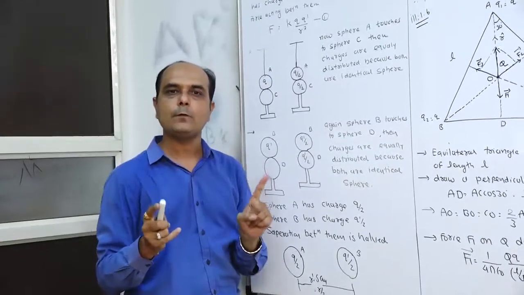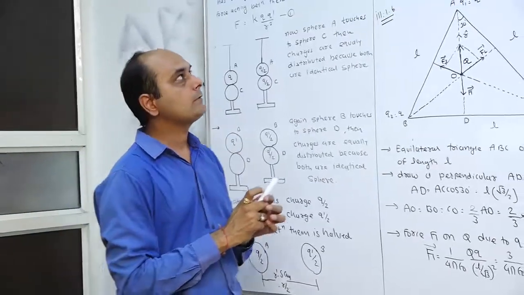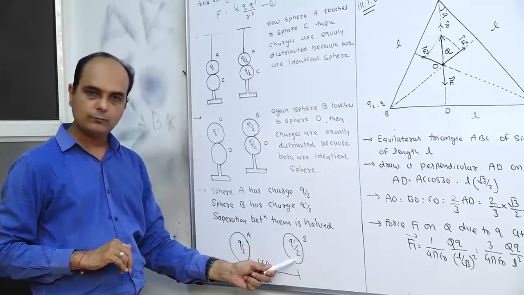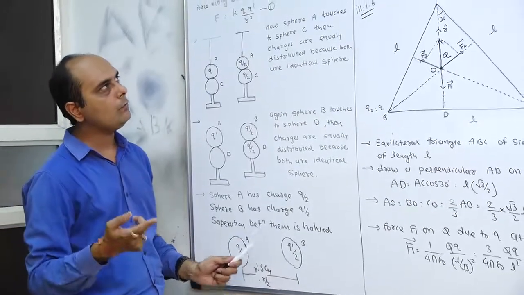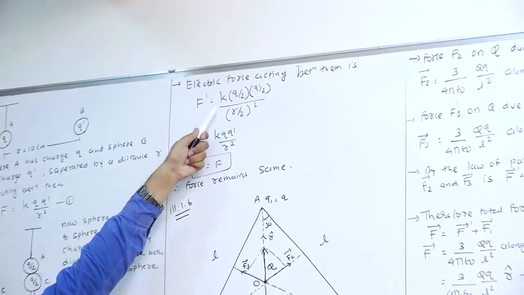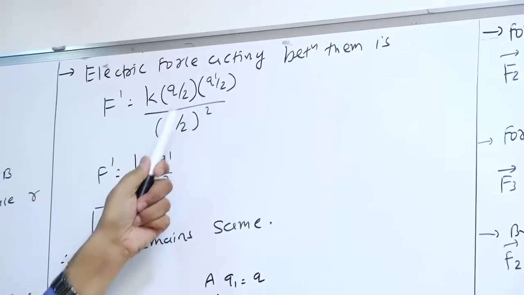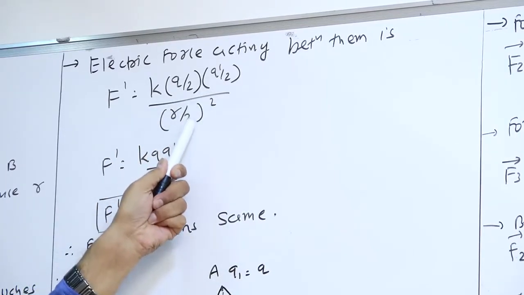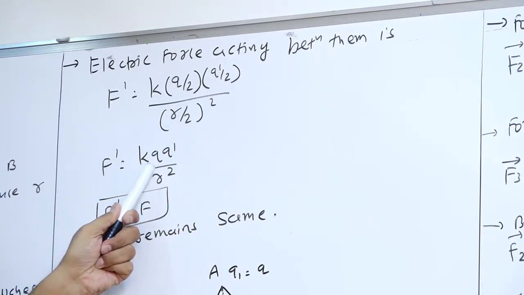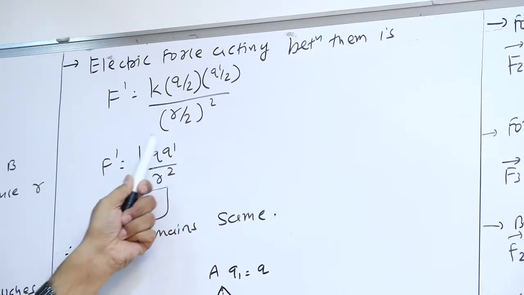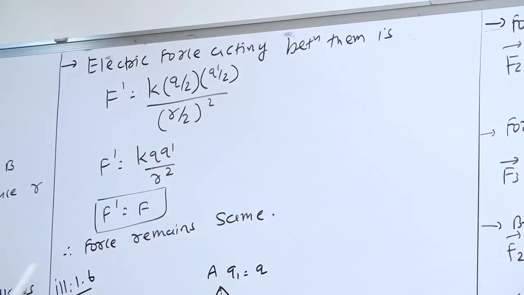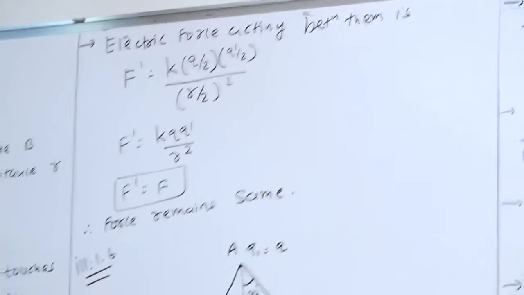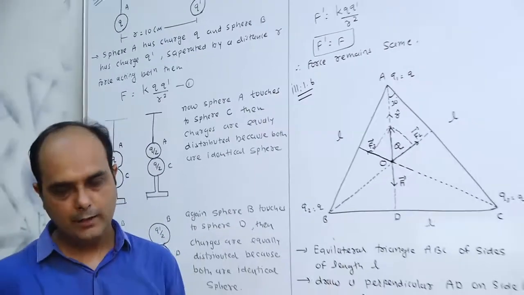Now calculate the other force acting between them. Student, the charge on sphere A is Q by 2, the charge on sphere B is Q dash by 2, and the distance is half. Now applying Coulomb's law, F dash is equal to K, Q by 2 into Q dash by 2, divided by R by 2 whole square. This is 2 into 2, 4, and again 2 square, 4. They cancel. Therefore, the remaining expression is K Q Q dash by R square. This is the same answer as equation number 1. So F dash is equal to F. The force remains the same. Force does not change. Okay?